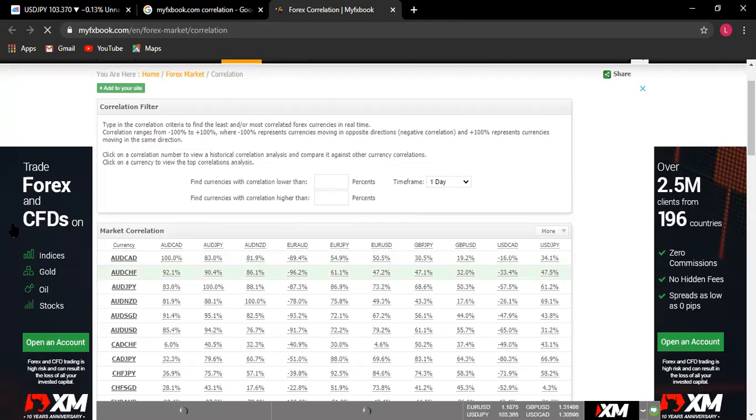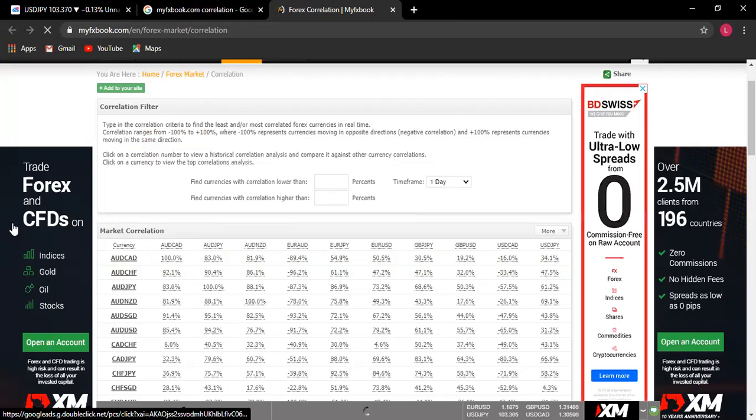Now look at this, AUD/NZD, it's 1.9. That means if AUD/CAD is buying, at least to some extent, AUD/NZD should also be buying. And if AUD/CAD is selling, AUD/NZD should also be selling to some extent.